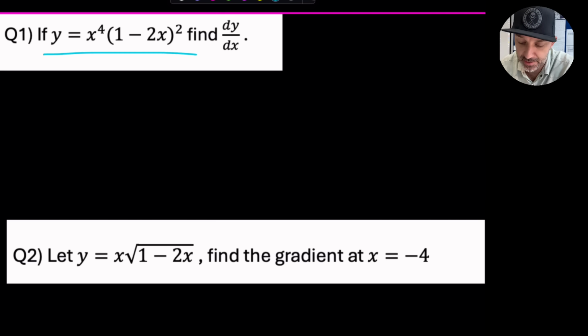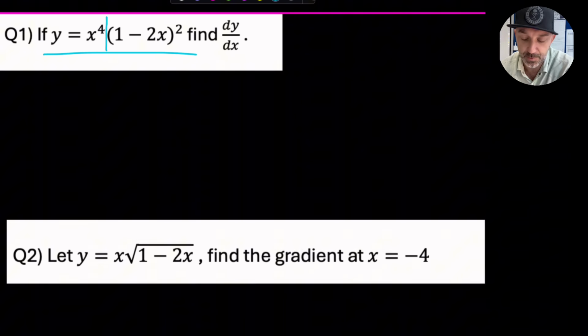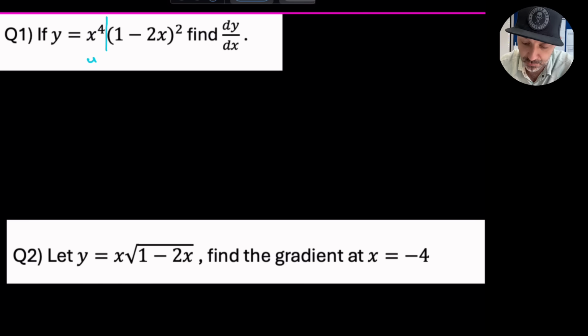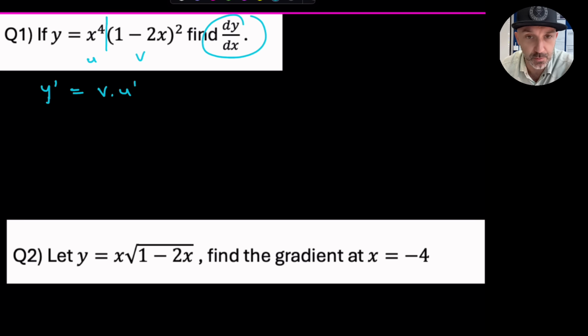So if y is defined by x to the 4 multiplied by (1 minus 2x) all squared, then what we want to do is try to think of this as being in two parts. Okay, so this is like u, this is u, and the right hand side is v. Okay, and we need to differentiate y with respect to x. So let's go ahead and write down the product rule. So we have y prime, so that's dy by dx, is equal to v times the derivative of u plus u times the derivative of v. Just have a look at the formula at the top of the page.